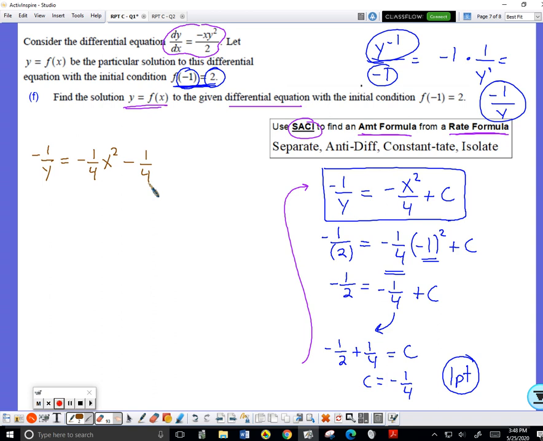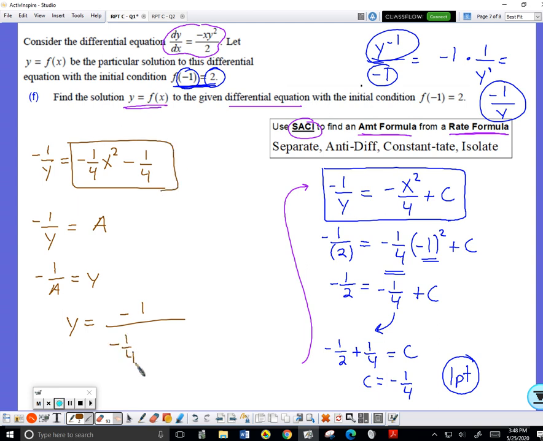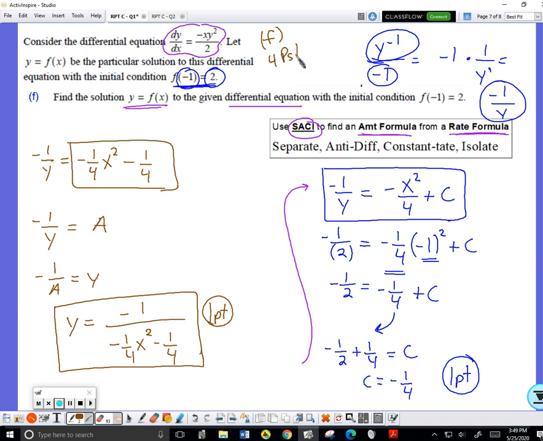The best way to solve this equation is to think of it like this. Negative 1 over y is just equal to a whole bunch of stuff. So therefore, multiplying both sides by y, dividing both sides by a, we get this. So now you can just write down the answer: negative 1 divided by all this stuff, which was what I called a. That was the last point. Therefore, part F was 4 points total.